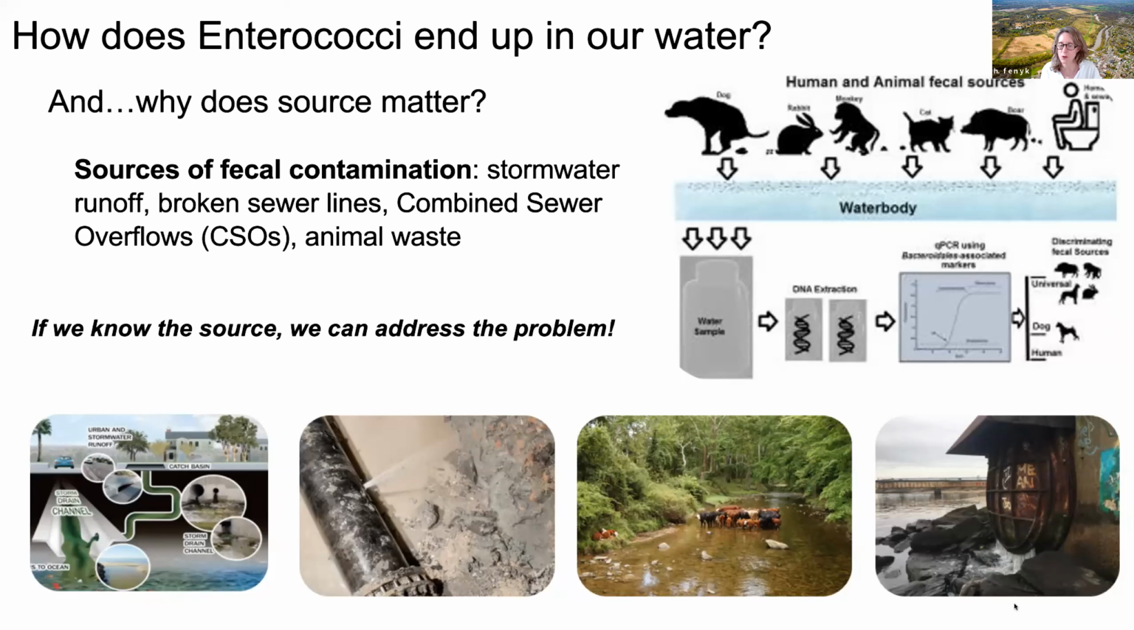So we need to think hard about retrofitting that infrastructure. We need to think about how to prioritize our other infrastructure, our broken sewer lines. We need to fix those in our communities. And we also need to talk about reducing the amount of impervious cover and hard surface so that we minimize the human and animal fecal waste that ends up in our streams and in our rivers. And as that slide says, if we know the source, we can address the problem.